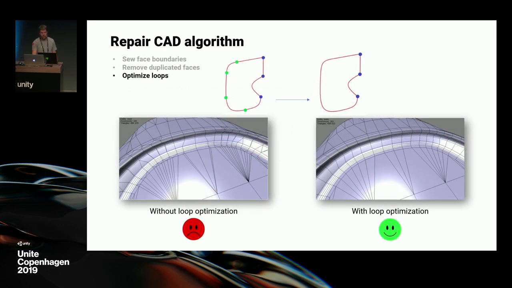And the final step is the loop optimization. In some cases, CAD software will split the patch boundaries into a lot of small curves.